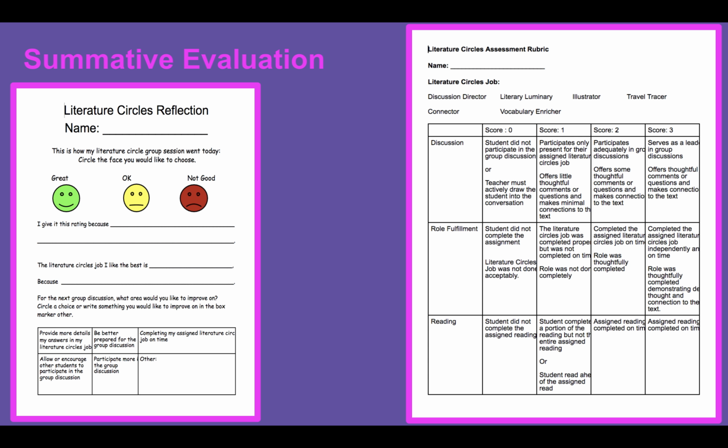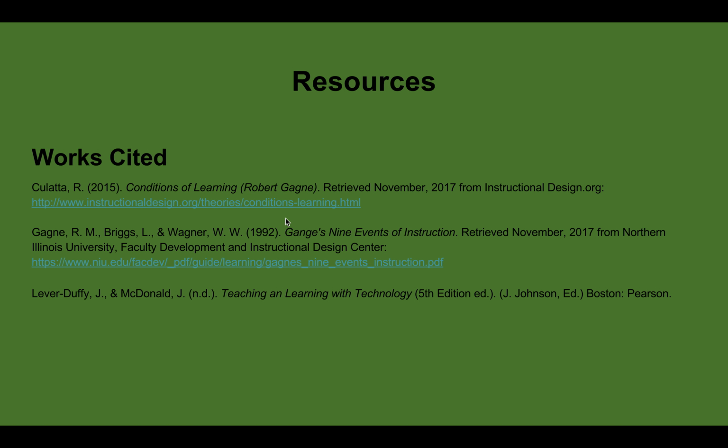As well as formal assessment, I will be able to use a rubric as seen here to evaluate both the final copy of the literature circle job submitted as well as a student's participation in the literature circle to provide them with that feedback. So this is part of how they will be scored, and we will go over it when we conference with each student. Lastly, here are the resources that I used.